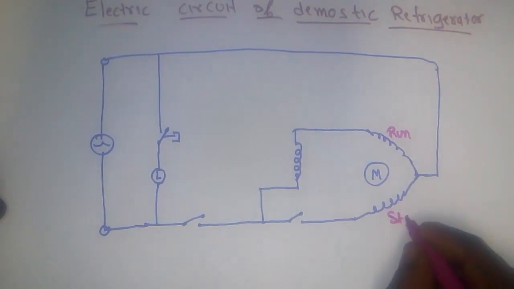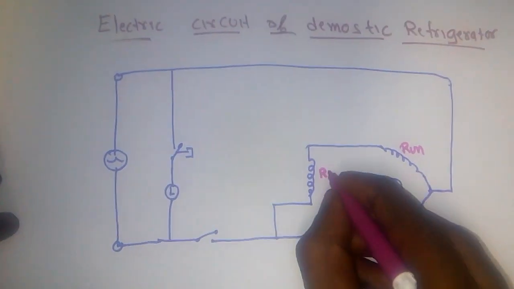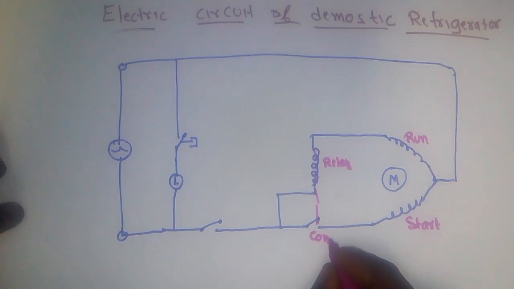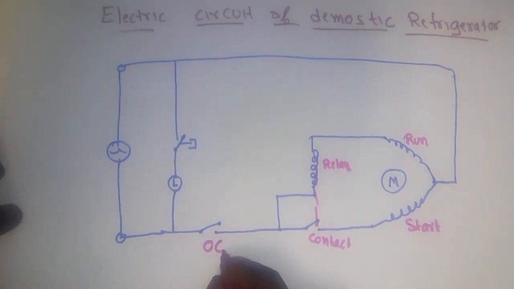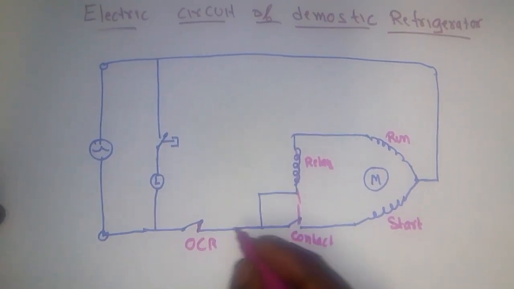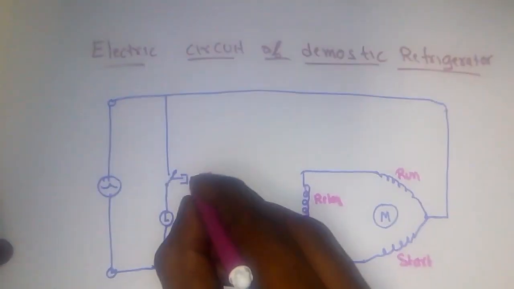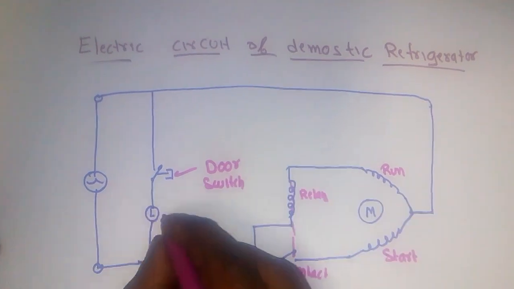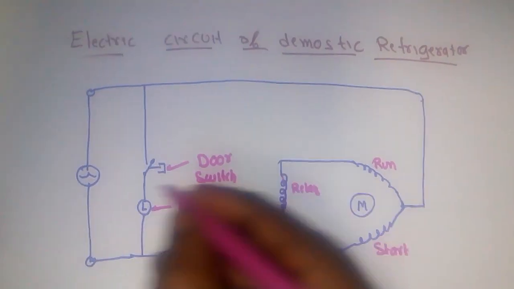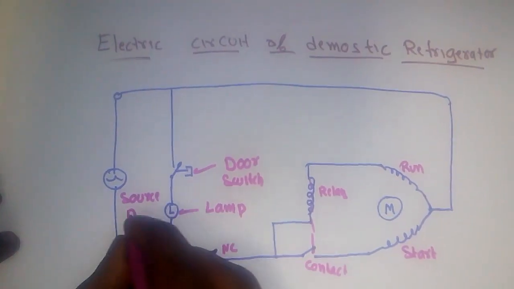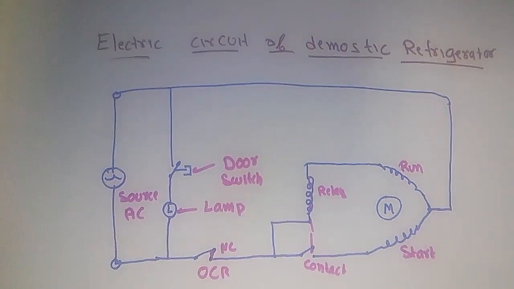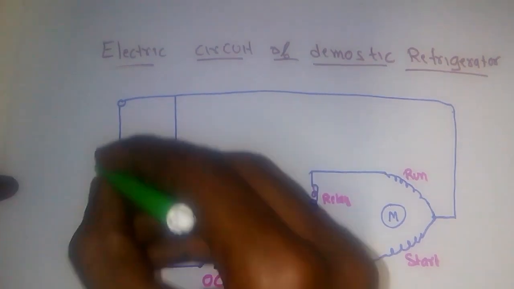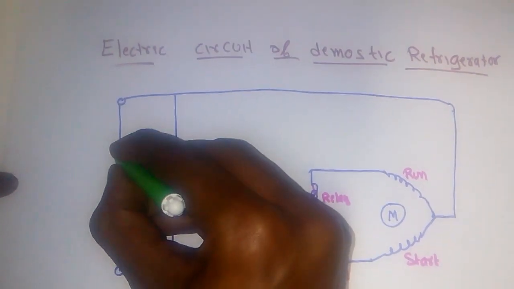This is our run winding, this is our start winding, this is a relay which has a contact that is normally open, and we have the OCR that is normally closed, and see, this is the door switch. We know that the door switch is very important, it will glow the lamp, and there is a source AC. Now let me explain the working of this diagram.